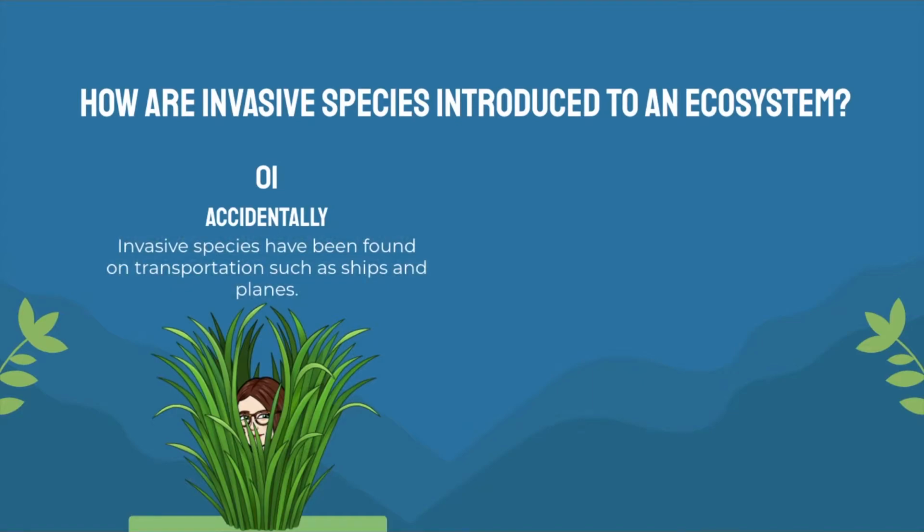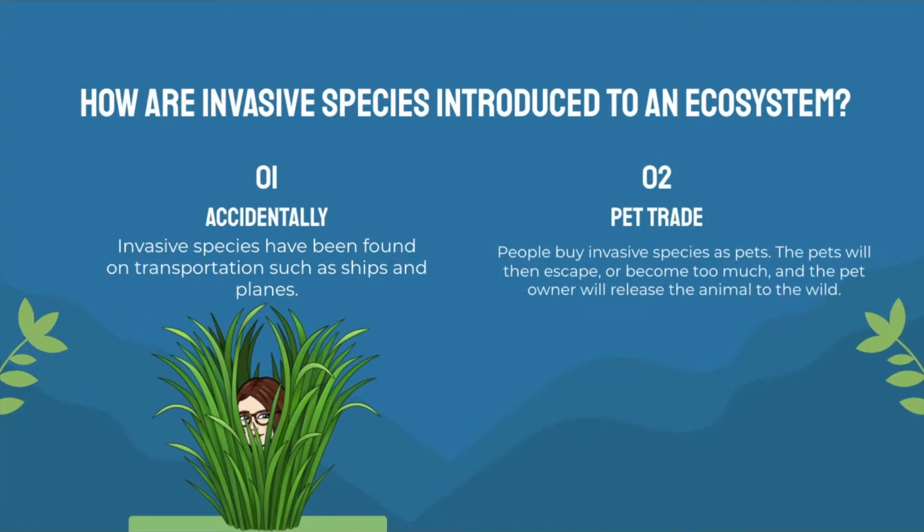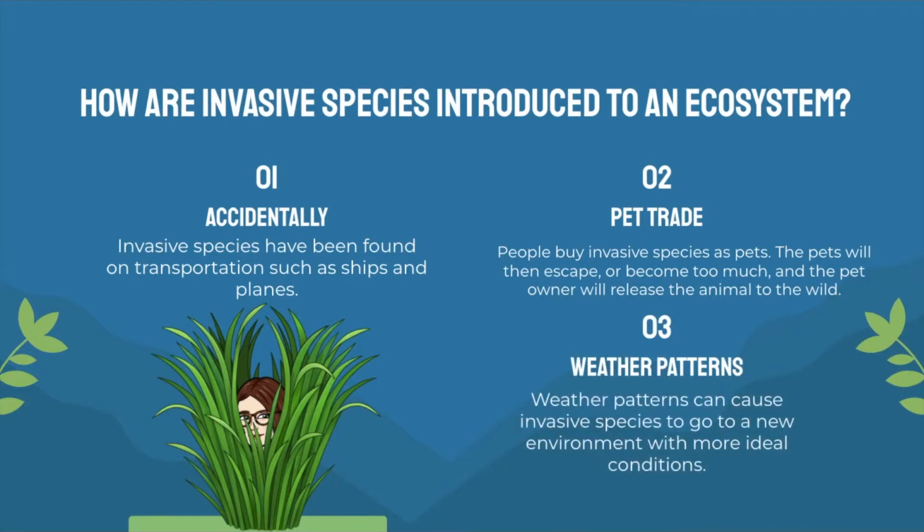How are invasive species introduced to an ecosystem? Yes, accidentally. Invasive species have been found on transportation such as ships and planes. People buy invasive species as pets. The pets will then escape or become too much, and the pet owner will release the animal to the wild. And of course, weather patterns can cause invasive species to go to a new environment with more ideal conditions.